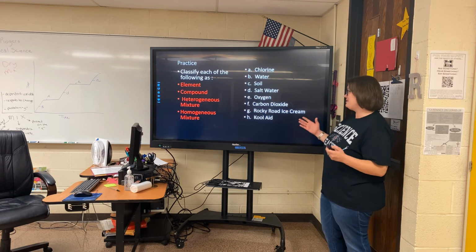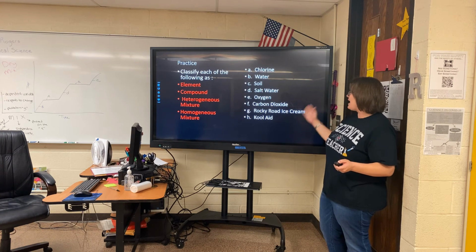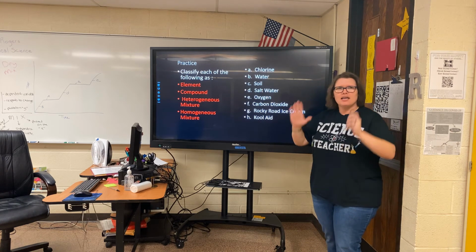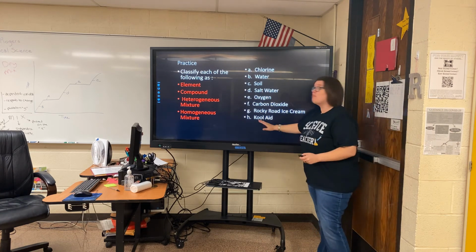Kool-Aid. Kool-Aid, that is a mixture, but it's uniform throughout. It looks like just one type of drink. There's not a whole bunch of things floating around in there. There's not any separations. That's got to be homogeneous.